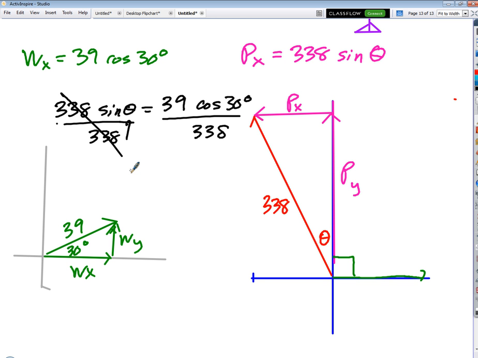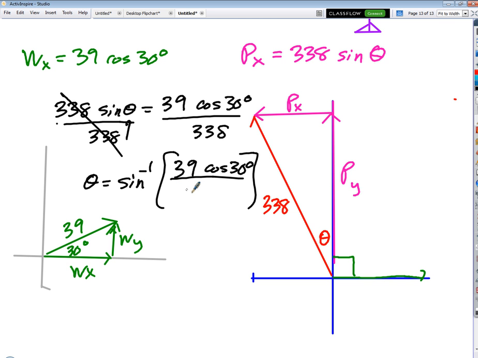It looks ugly, but so what? Your calculator's going to do it, right? So you end up with theta equals inverse sine of 39 cosine 30 divided by 338. Does that make sense? And I just put that in my calculator. That's a hard one, though. That's a really hard one.